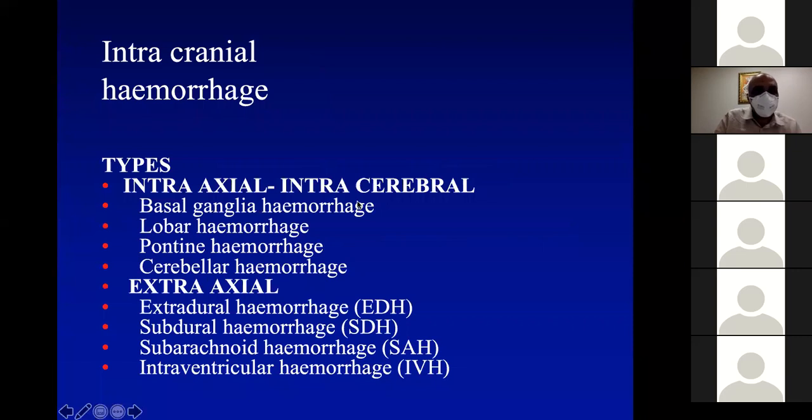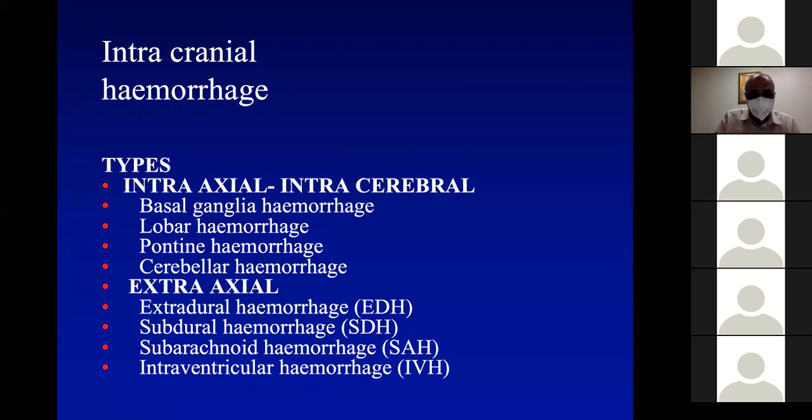Intracranial hemorrhage can be divided into intraaxial, intracerebral, and extraaxial. Intraaxial basically means any blood which is within the brain parenchyma. It is just a fancy word to indicate that the blood is actually in the brain. So it can be hemorrhage within the basal ganglia, within the lobes, within the pons, within the cerebellum. The extraaxial means any blood which is outside the brain, but within the skull.